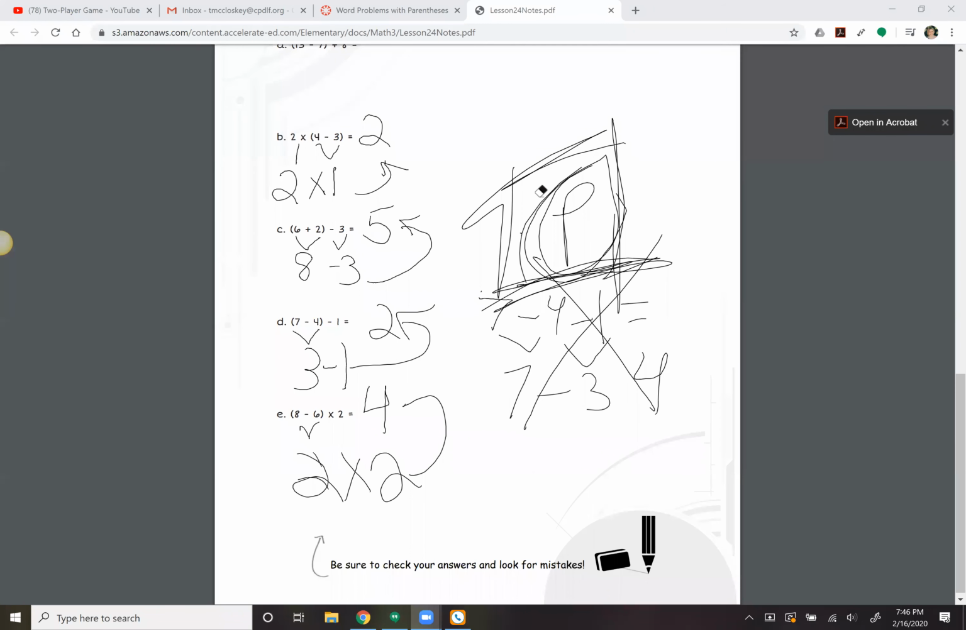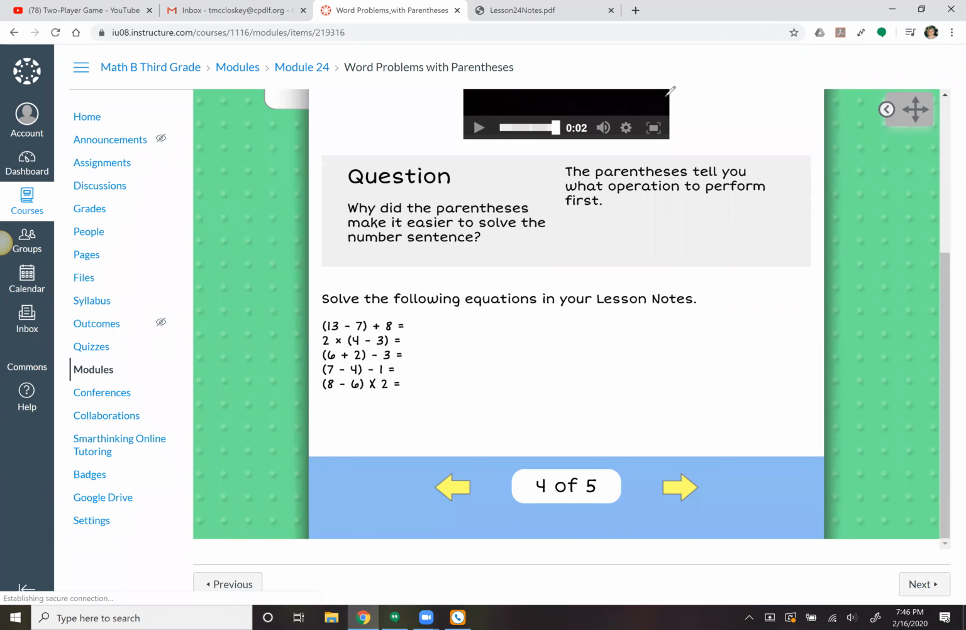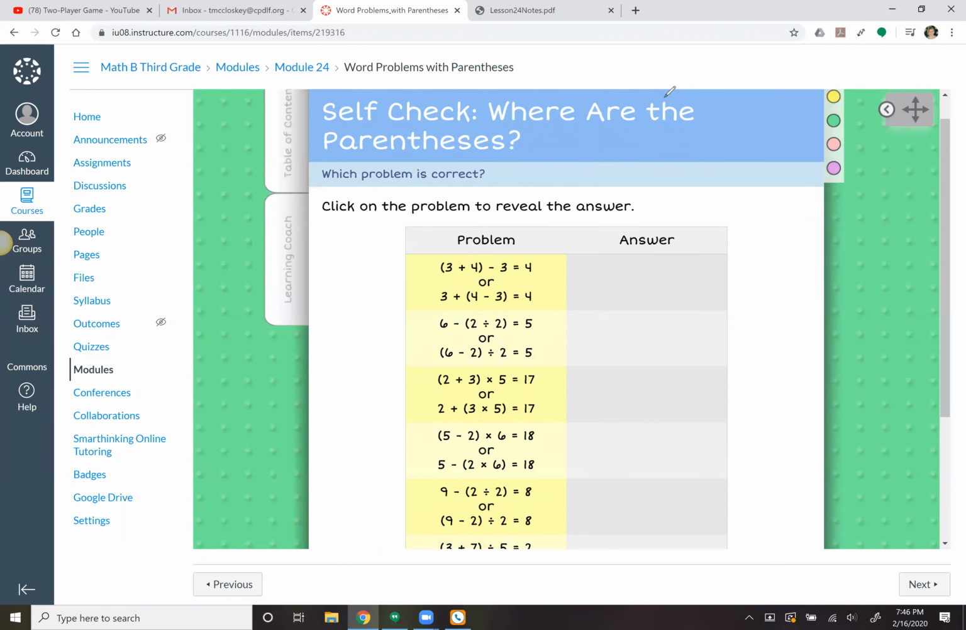Alrighty, let me clear. So we go back to the lesson. Move on to page 5. We're going to click on the problem to reveal the answer. So we're going to check the work here. So problem 1 has parentheses 3 plus 4 minus 3 equals 4, or 3 plus 4 minus 3 equals 4. So you are to solve the problem to say which version is correct. So let's do the first one together. Let's do purple. So I'm going to draw a line here so you can see where I'm going. So start with the parentheses. 3 plus 4 is 7 minus 3 equals 4.